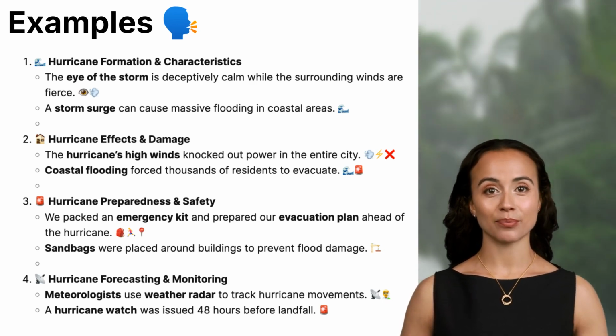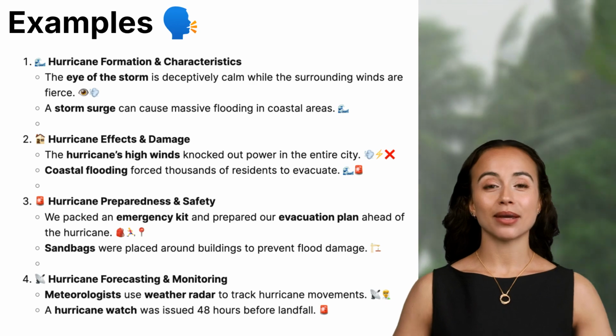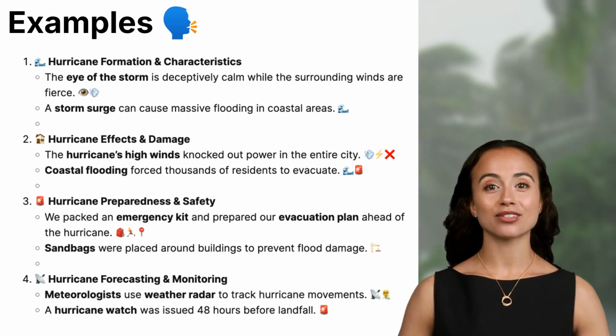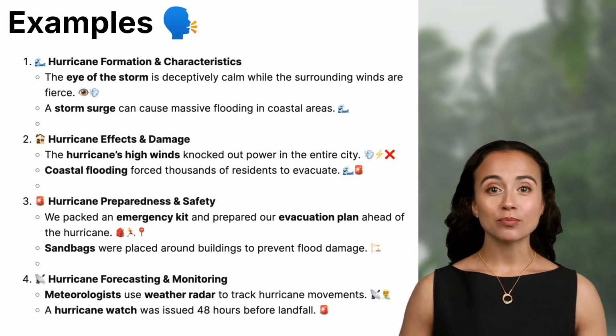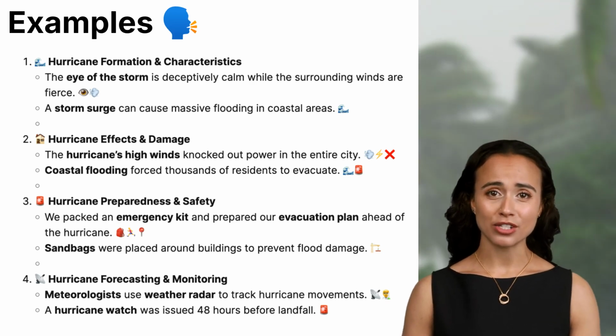The eye of the storm refers to the center of a hurricane, which is often calm, but it is surrounded by extremely strong winds and heavy rain. A storm surge can cause massive flooding in coastal areas. A storm surge happens when strong hurricane winds push seawater onto the land, leading to dangerous floods.